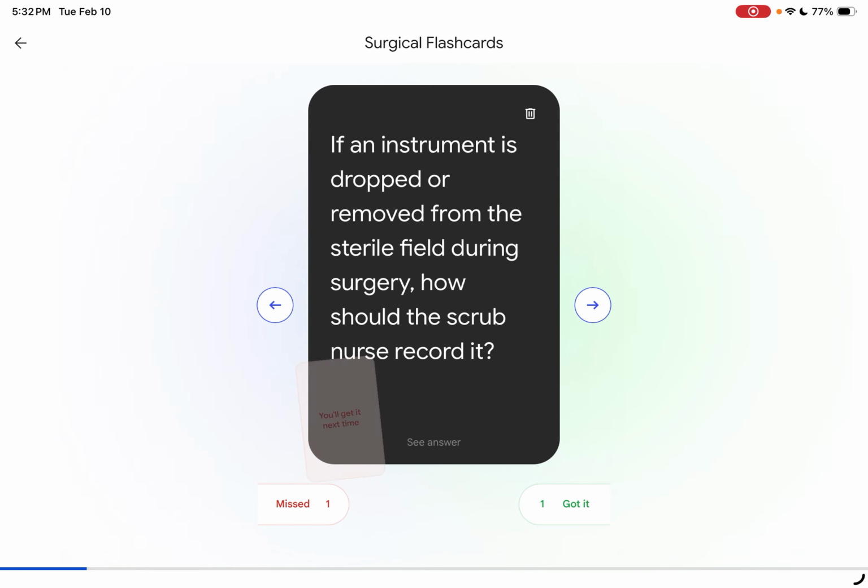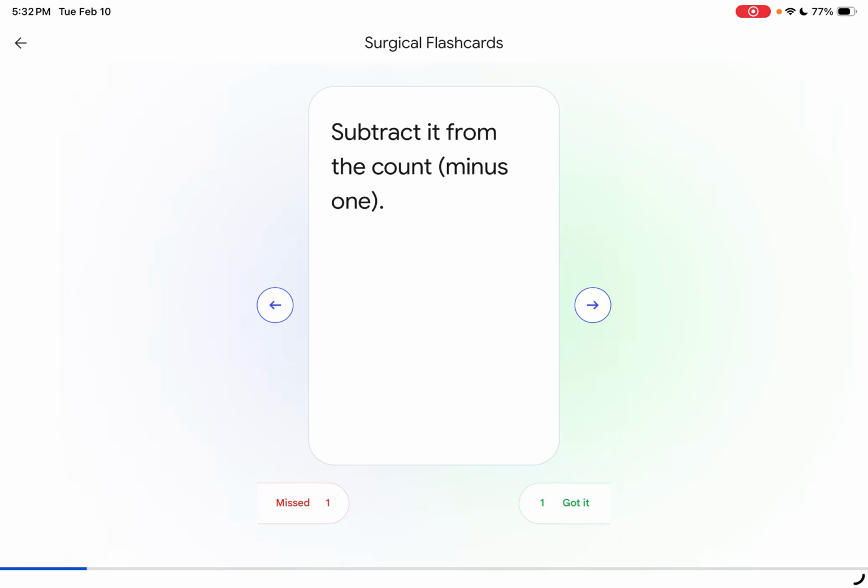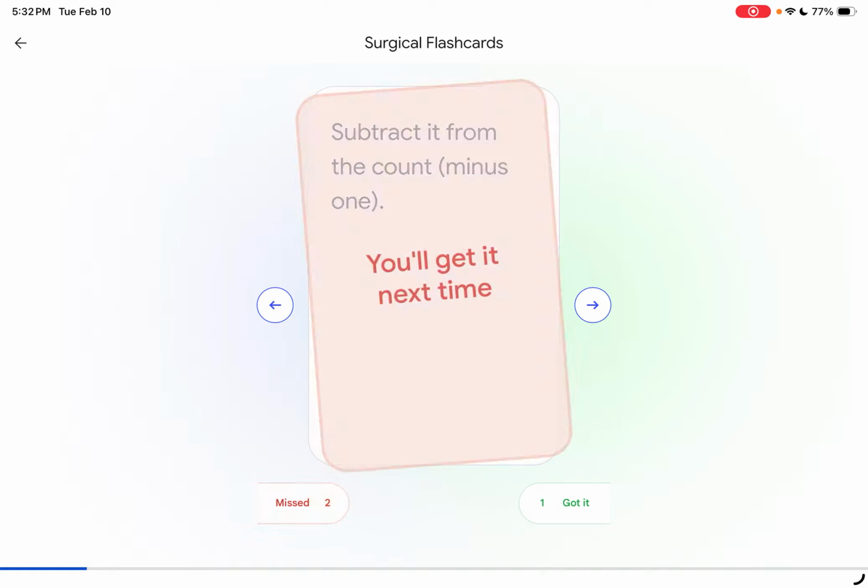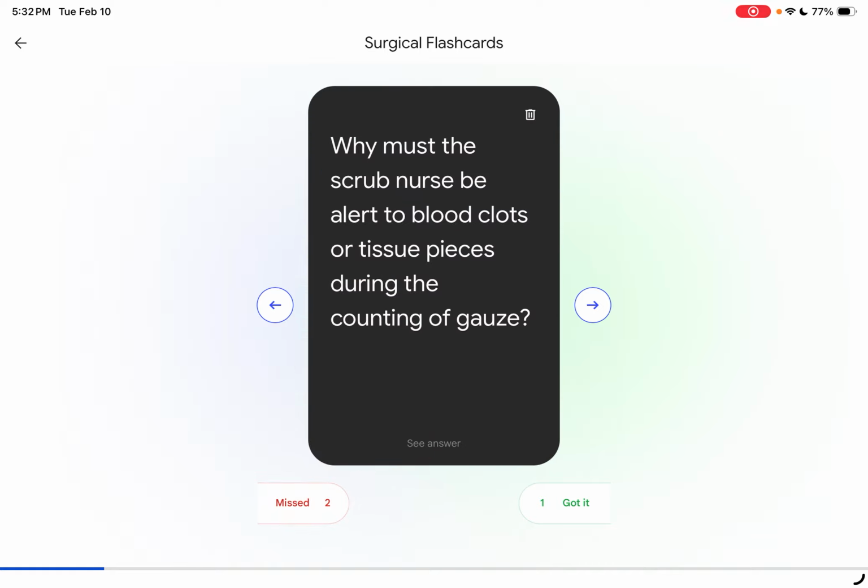So, if an instrument is dropped or removed from the sterile field during surgery, how should the scrub nurse record it? It is not recorded. Pero mag-ingon sila og something word. Subtract it from the count, minus 1. Hindi, that's not how they say it actually. I forgot how they say it. How do they say it?